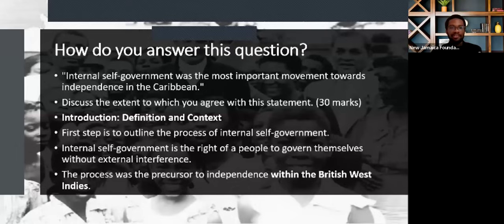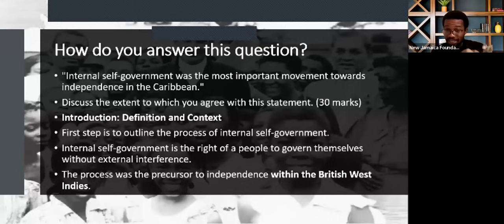So a general definition of internal self-government: the right of people to govern themselves without external influence. This process, importantly, was a precursor to, or preceded, independence within the British West Indies. Bear in mind that there are other territories in the Caribbean that don't speak English, so it is important to underscore British West Indies.